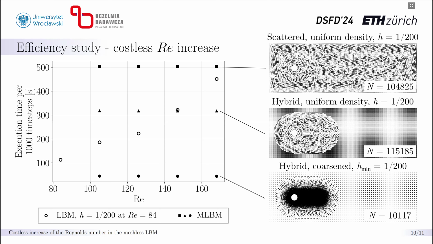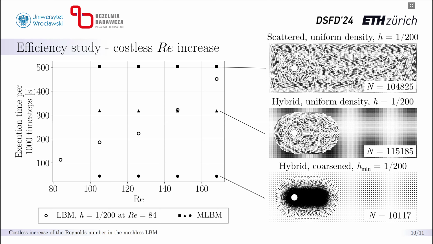So 3 observations from this plot. First is that standard LBM needs more computation time as Reynolds number increases due to the reasons mentioned previously. Second is that for each meshless scenario, the execution time stays unchanged across the Reynolds number because while we change only the value of the streaming step in meshless LBM, we do not insert more nodes into the domain. So in this sense, the Reynolds number scaling in meshless LBM is indeed constant.